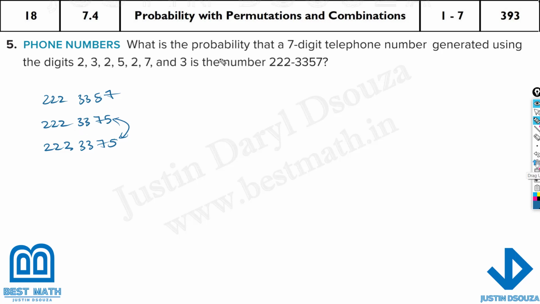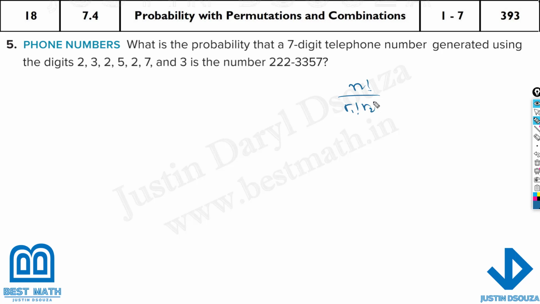That is done by this method, n factorial by r1 factorial, r2 factorial. What does this mean is, it's very simple. How many total digits are there? There are 7 digits. 7 factorial divided by, if there are any repetitions, just divide it. 2 is repeated how many times? Thrice, isn't it? 1, 2, 3. So it's 3 factorial multiplied by 3 is repeated how many? 2 times. 2 factorial. And this 5 is only once. 1 factorial is the same thing, so you don't write it. So this is the total possibilities, the total outcomes, right?